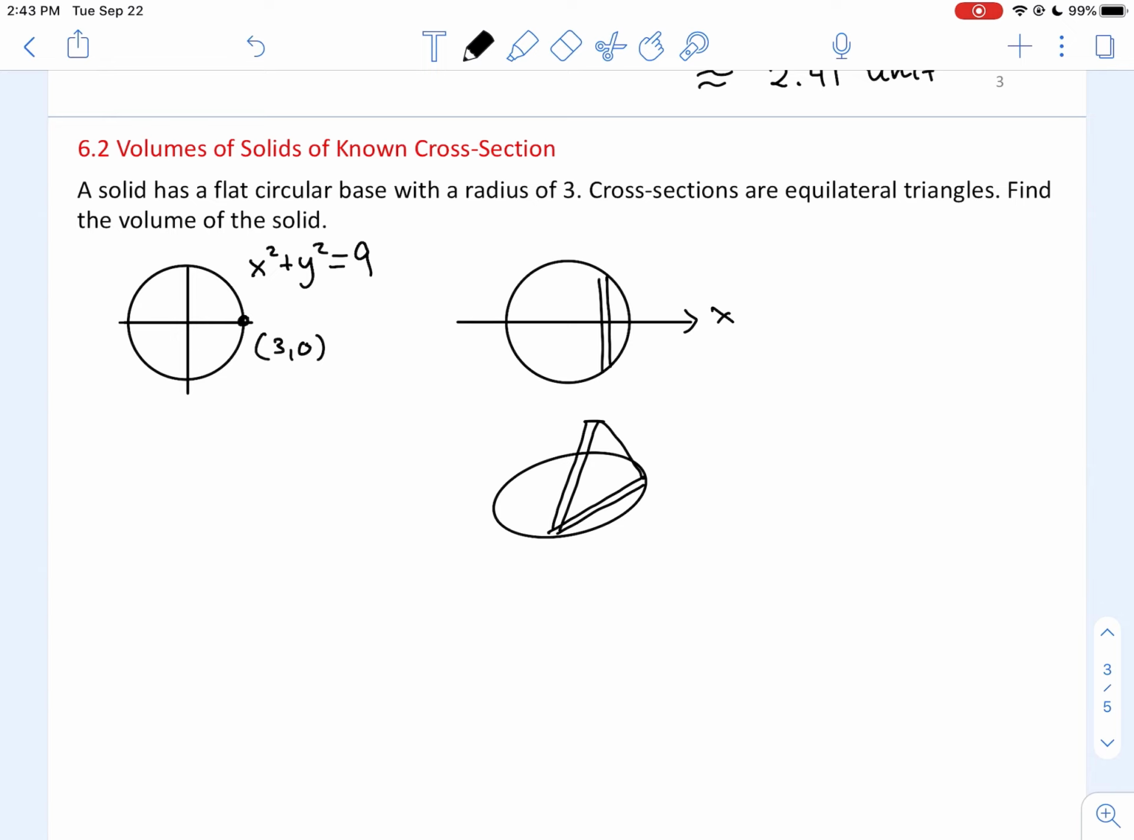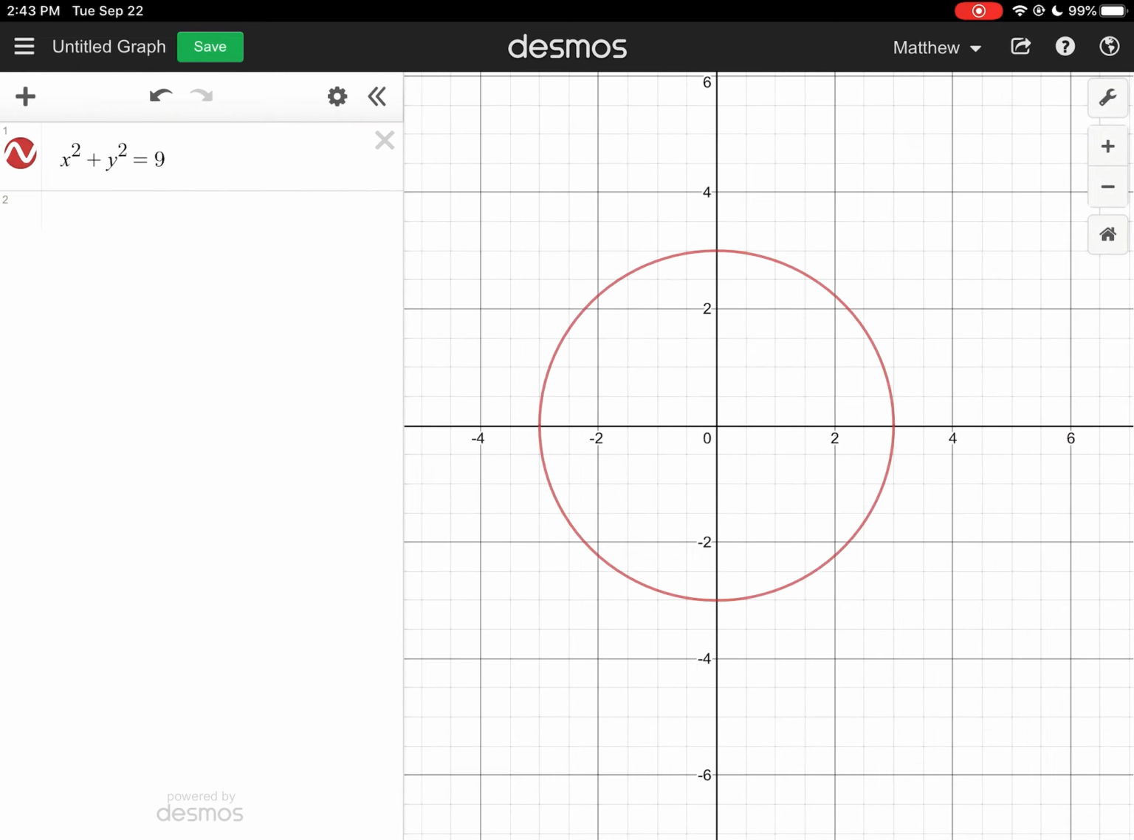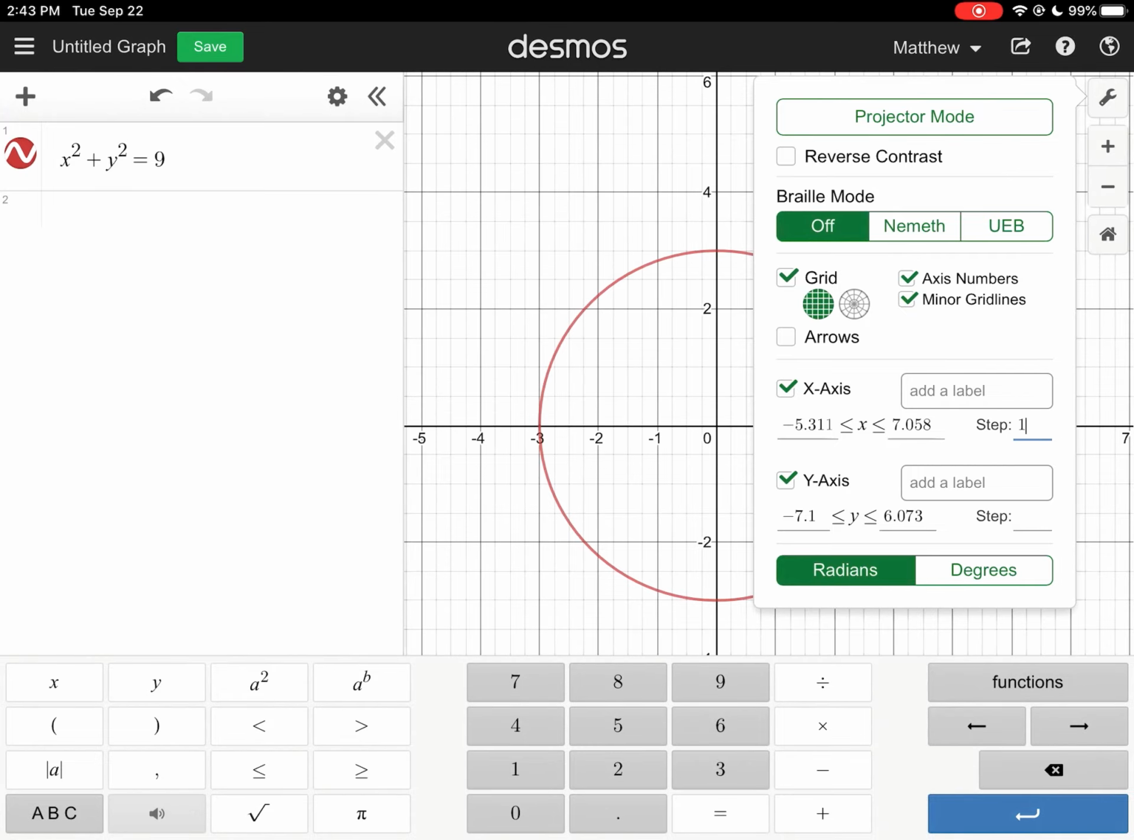Now let's go to Desmos and explore this a little bit. And let me type that in. x squared plus y squared equals 9. You can see our circle centered at the origin, radius is 3.